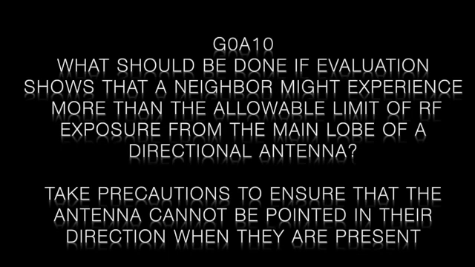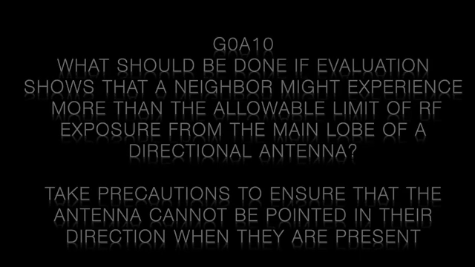G0A10. What should be done if evaluation shows that a neighbor might experience more than the allowable limit of RF exposure from the main lobe of a directional antenna? Take precautions to ensure that the antenna cannot be pointed in their direction when they are present.